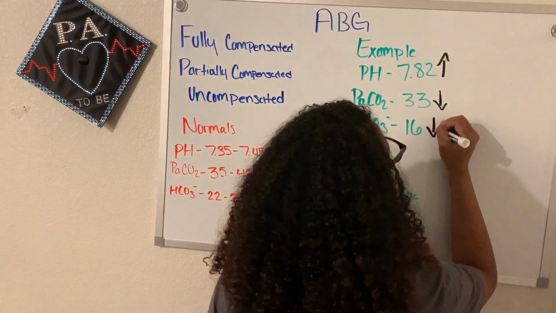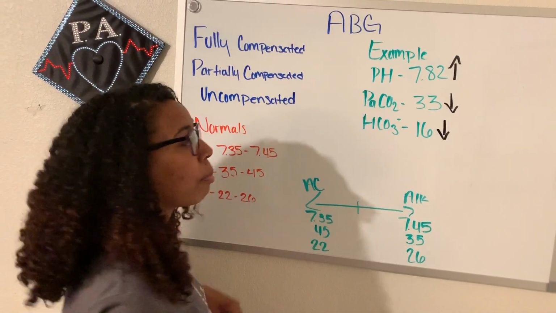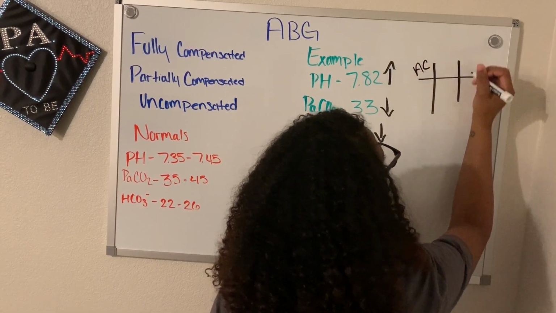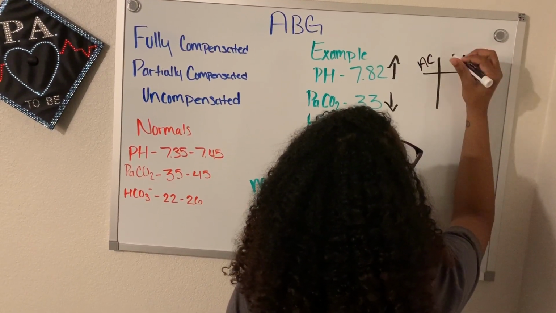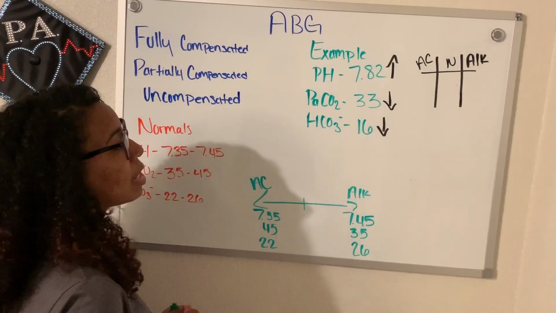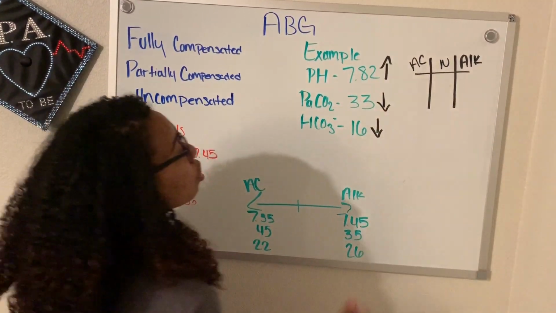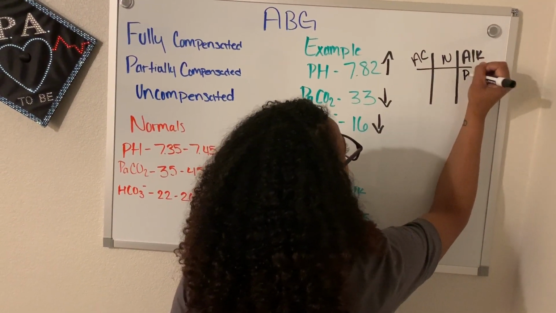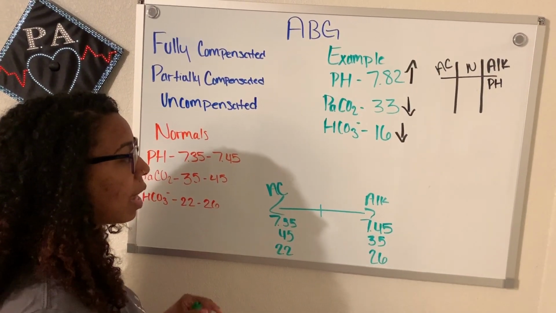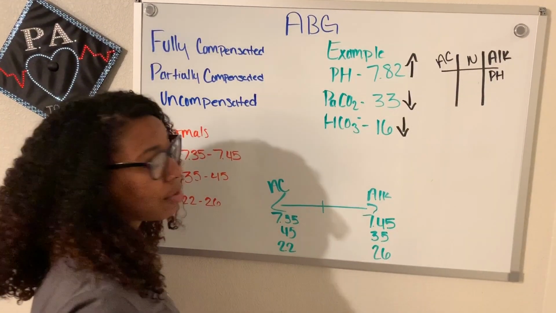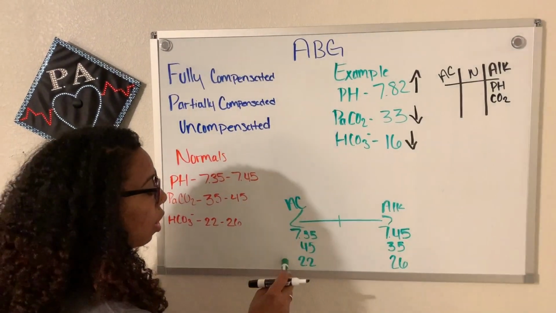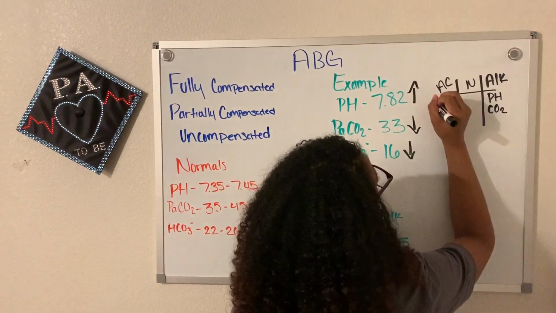Abnormal. So, all right, so let's draw out our tic-tac-toe method. Remember, AC is acidic, ALK is alkalosis, and N is normal. All right, so our pH is not normal this time. It is increased. So we're going to put that on the alkalosis side. PaCO2 has decreased. So what does that mean? It's going to go to the alkalosis side as well. Bicarb decrease. So it's going to go to the acidic side.